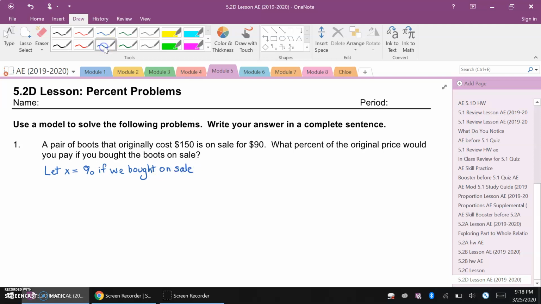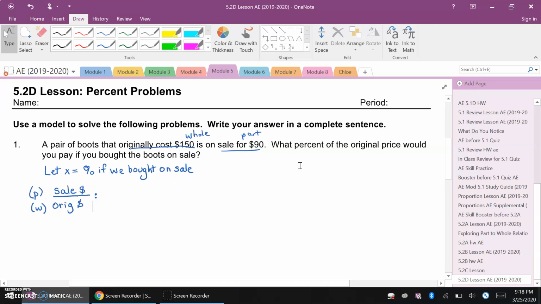So I do think it's helpful when we're identifying our part and our whole. Our original cost, 150, is our whole. The sale price is going to be our part. So if we reflect that in our word ratio, we'll have sale to original price. And if you want to, you can use a dollar sign to represent price so you're not having to write it all out. So just a reminder that your sale is your part and the original is your whole.